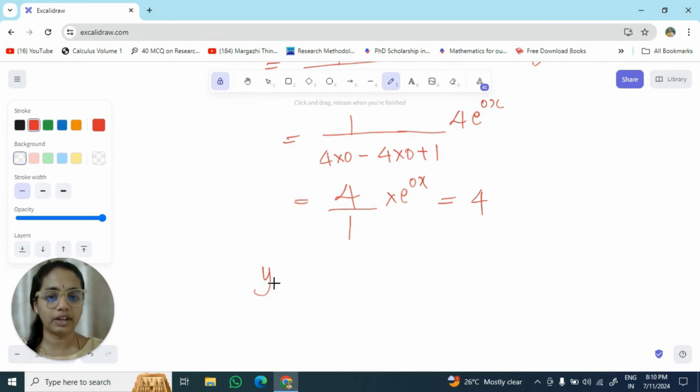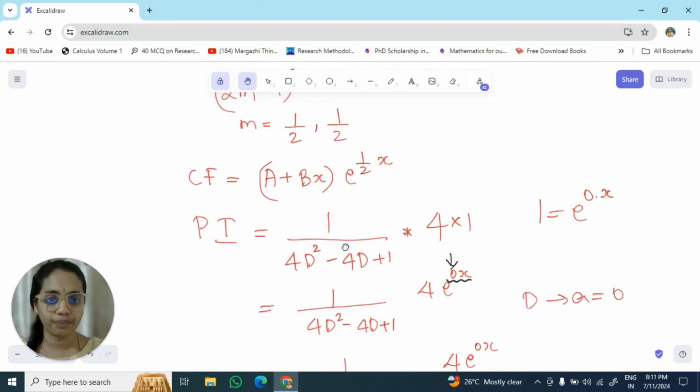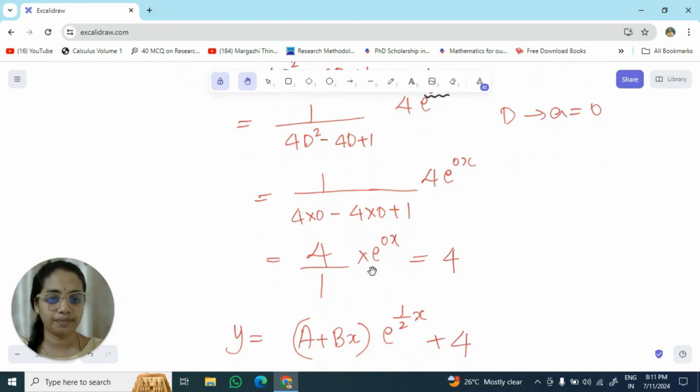So what is our y? The value of y is nothing but, what was our complementary function? We had a plus bx. What was the roots that we got? It was 1 by 2, right? a plus bx into e power 1 by 2x plus 4. Yes. As simple as that.